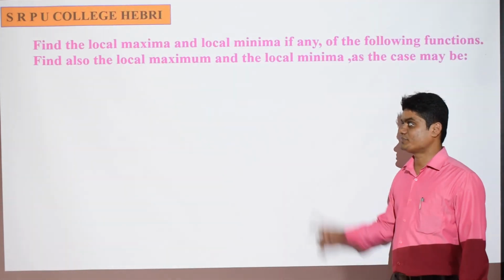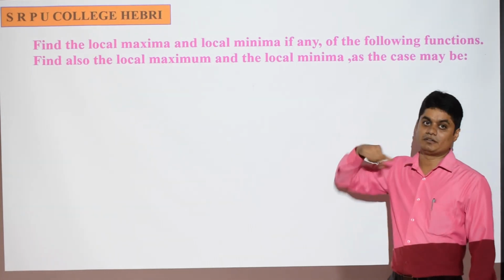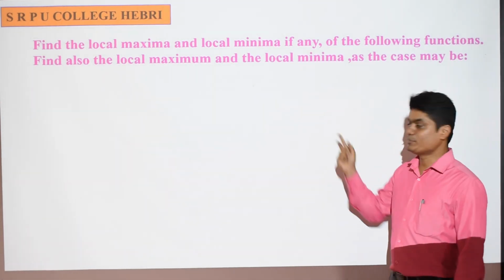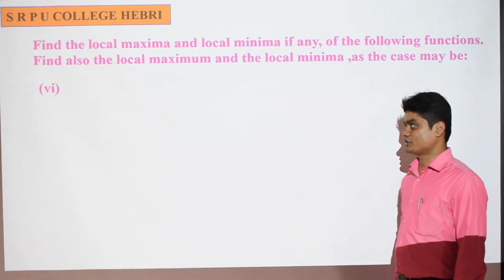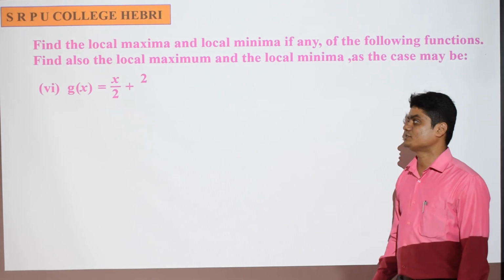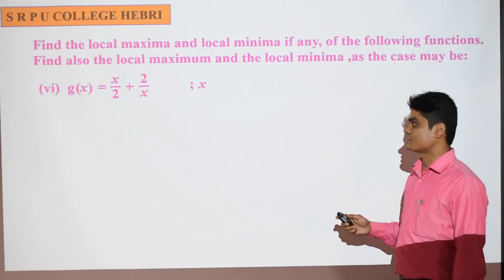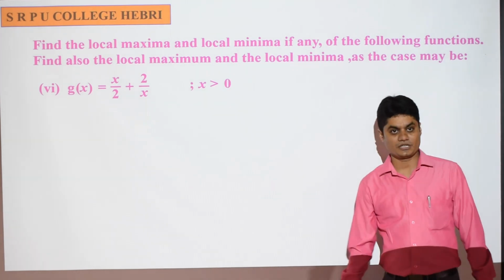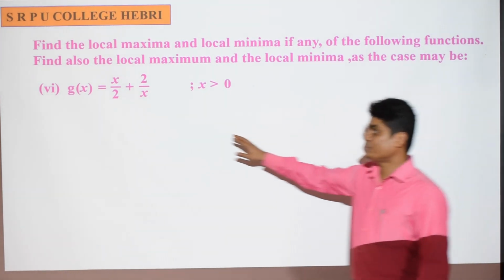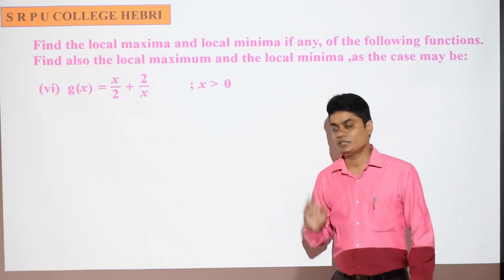The concept is finding the local maximum and local minimum, and we are following the same heading from the last video. So the same heading will continue for the next question also. The question is g of x is equal to x by 2 plus 2 by x. Here one domain restriction is that x is greater than 0. So for this domain we have to find the local maxima and local minima of this particular function.